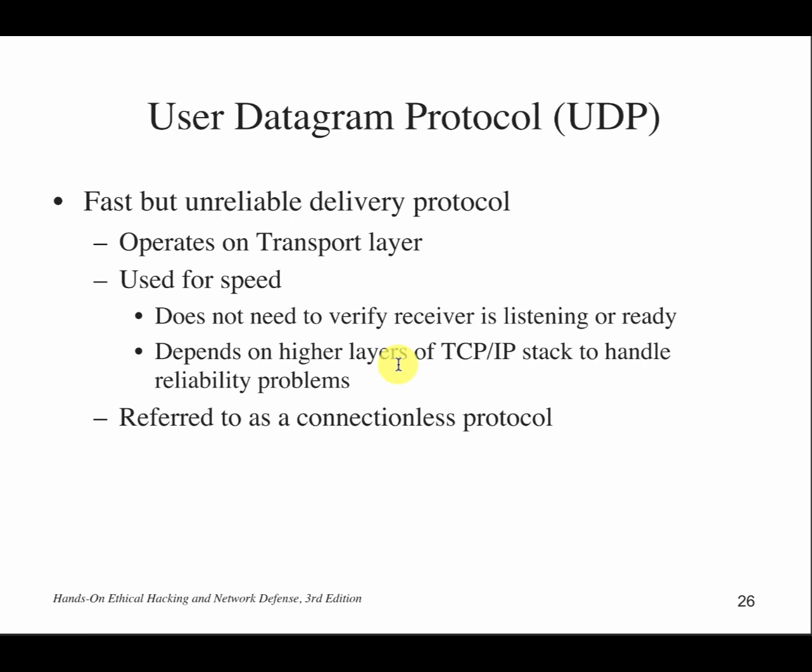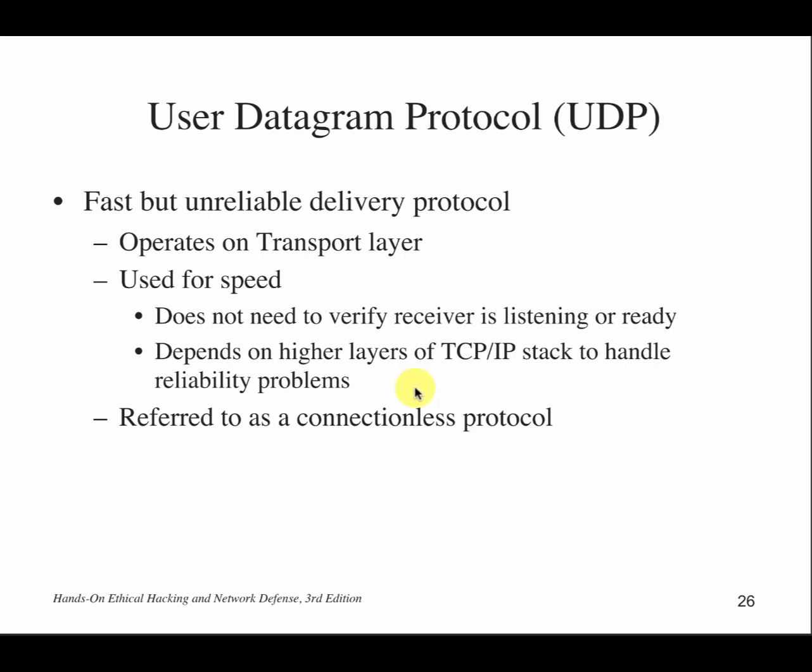Quick overview about the User Datagram Protocol. This is unreliable, and when we say unreliable, that means it is fast. It's an unreliable protocol that also operates on the transport layer. So here we have TCP and we have UDP. TCP we covered in more detail.